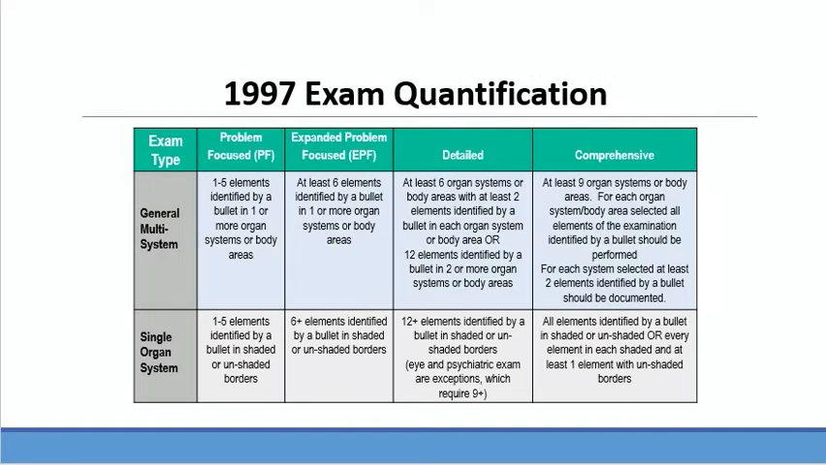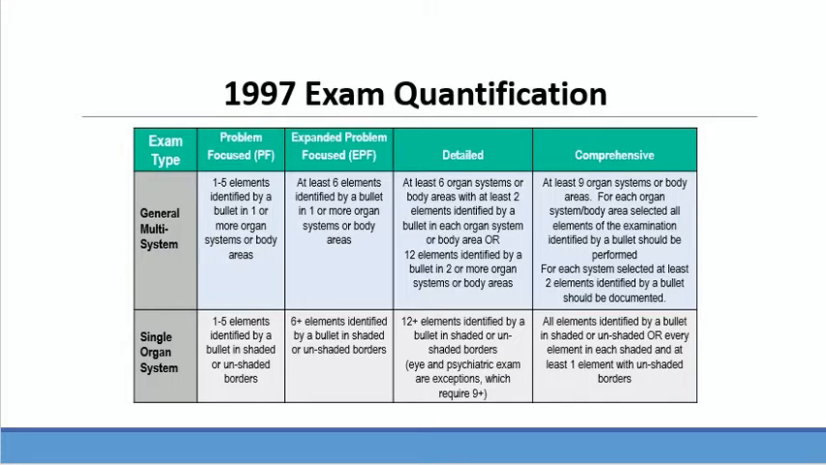This slide shows us the requirements for the 97 exam guidelines. As you can see, they are much more concise in what must be documented for each exam level for both the general multi-system exam and the single organ system exams. Let's look at the general multi-system exam levels first. Problem-focused exam states 1 to 5 elements identified by a bullet in one or more organ systems or body areas must be performed and documented.